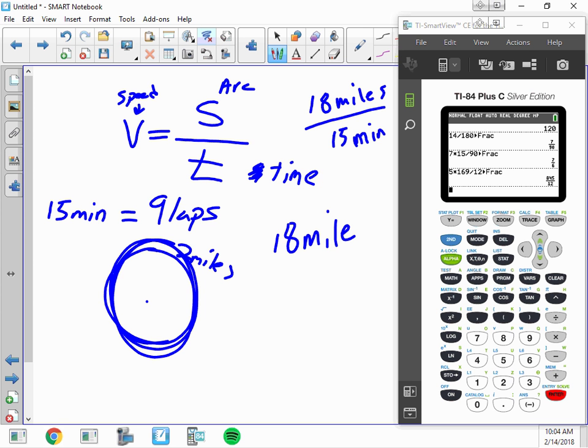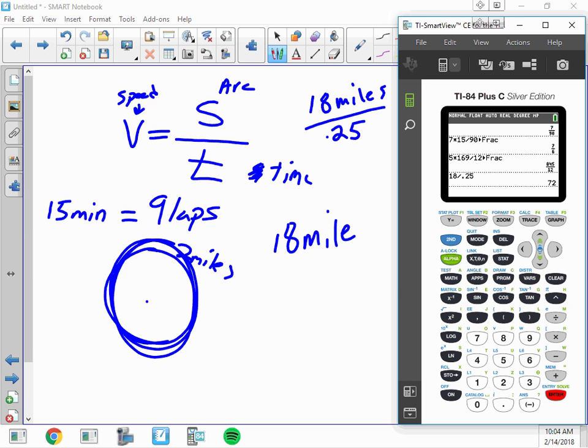But we probably don't want minutes. We want miles per hour. So how many hours is 15 minutes? 1/4 or 0.25. So 18 divided by 0.25, which is really just 18 times 4, is 72 miles per hour. That's how fast the car traveled.